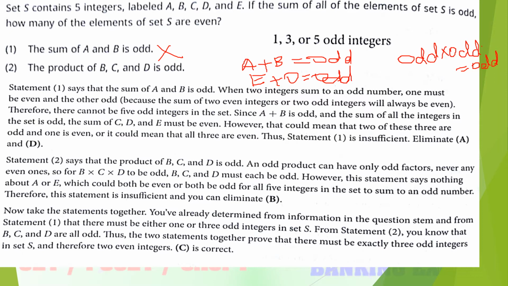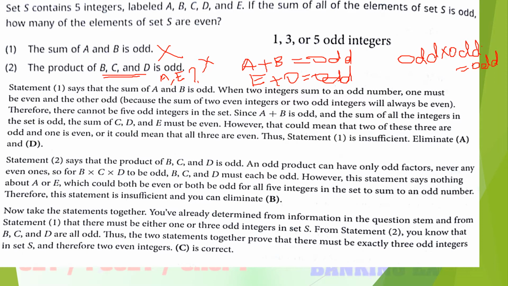Okay, so here you can easily tell that three integers are odd, but for the remaining ones we don't know. About A and E we don't know from this statement. So from the second statement also it is not possible to tell. The second statement also does not give enough information to answer how many elements in the set are even. That is also not possible.